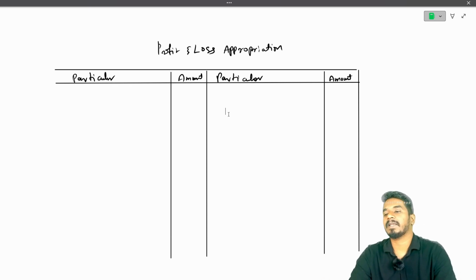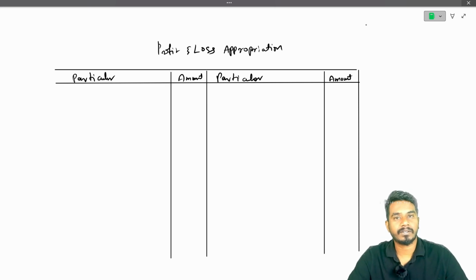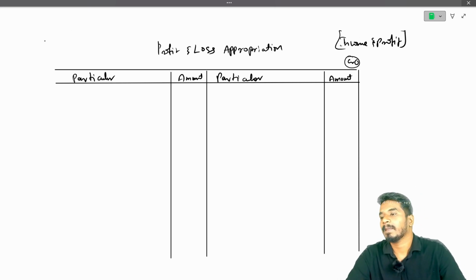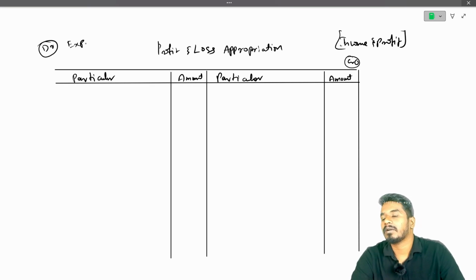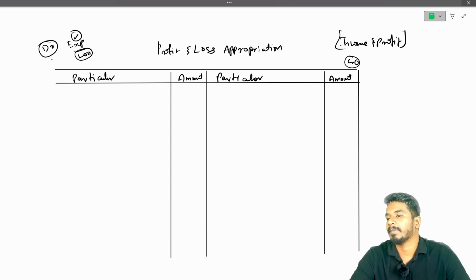So before understanding P&L appropriation, we need to understand what we need to credit and what we need to debit. So on the credit side, whatever income is there for the firm and profit is there for the firm, we will record it on the credit side. And as well as on the debit side, we will record expenditure of the firm, not of the partners. Correct. So expenditure of the firm or loss of the firm, if anything, that we need to record on the debit side.